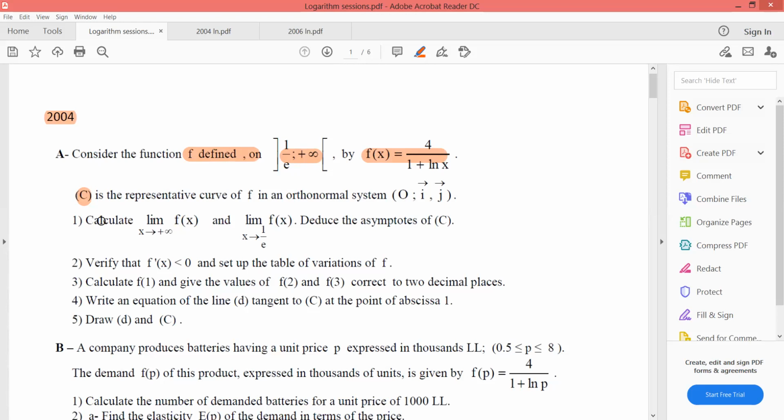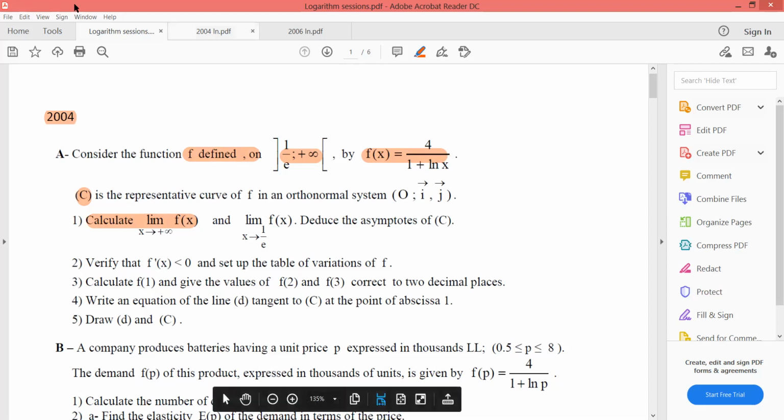Part 1. Calculate the limit as x tends to plus infinity. So we replace x by plus infinity. 4 over 1 plus ln plus infinity. Ln plus infinity is plus infinity. 1 plus infinity is plus infinity. 4 over plus infinity is 0.